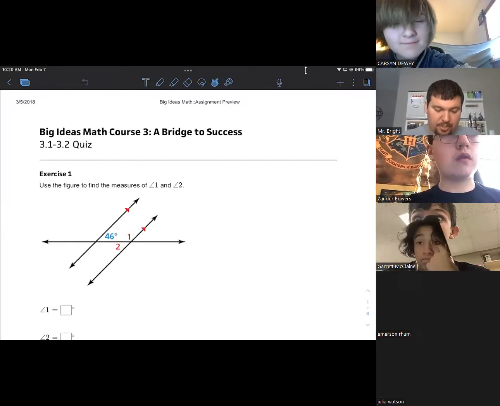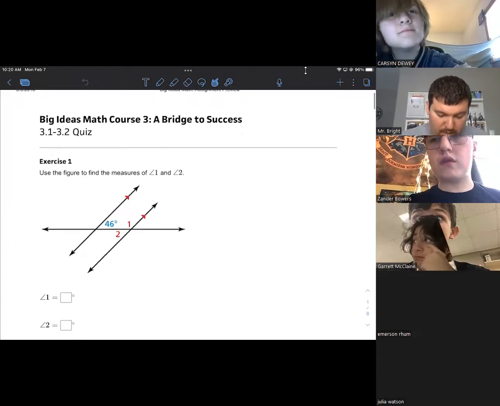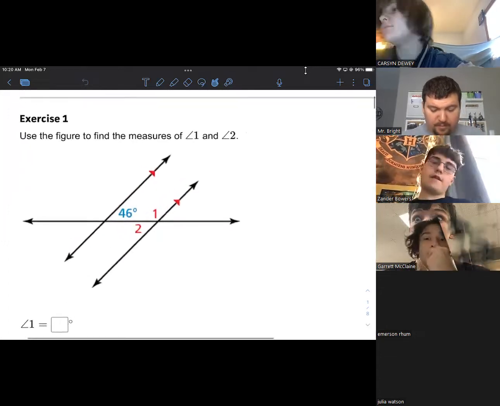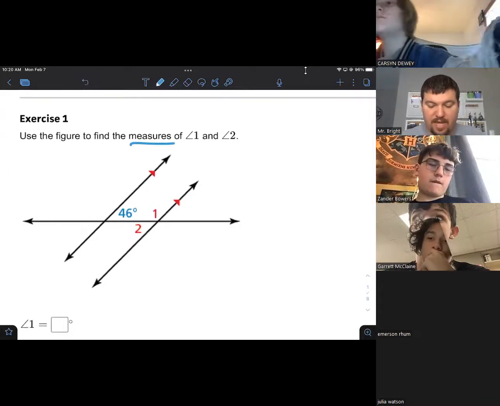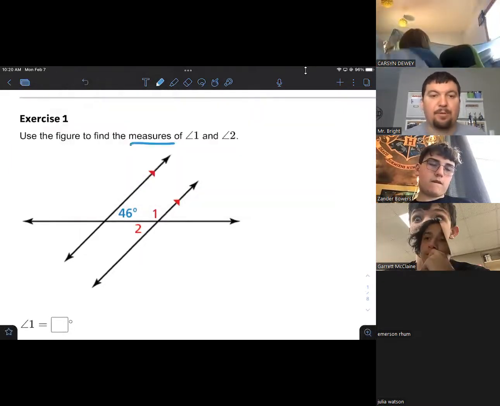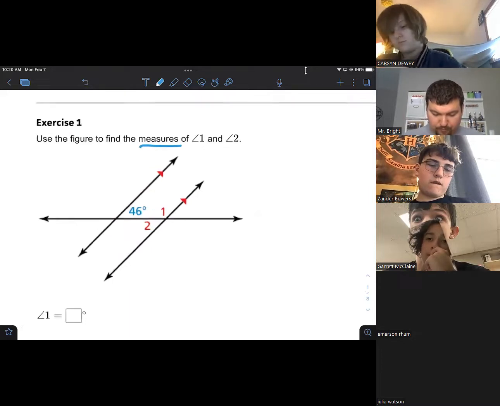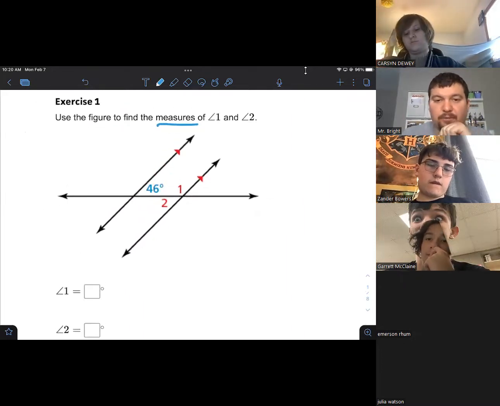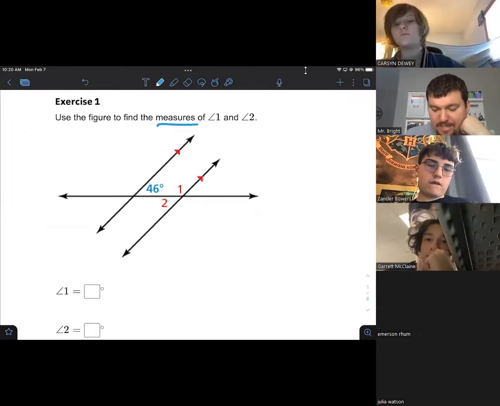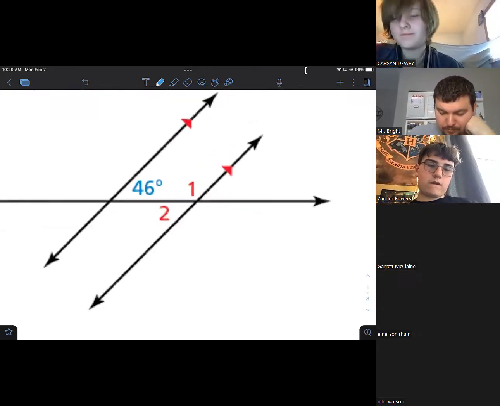All right, so section 3.1, 3.2, number 1 says use the figure to find the measures. When you see that word measures, that tells you that we're going to be labeling with degrees, right? We want the actual angle degrees here of angle 1 and angle 2. So I'm going to actually start with angle 2. What is angle 2 equal to?